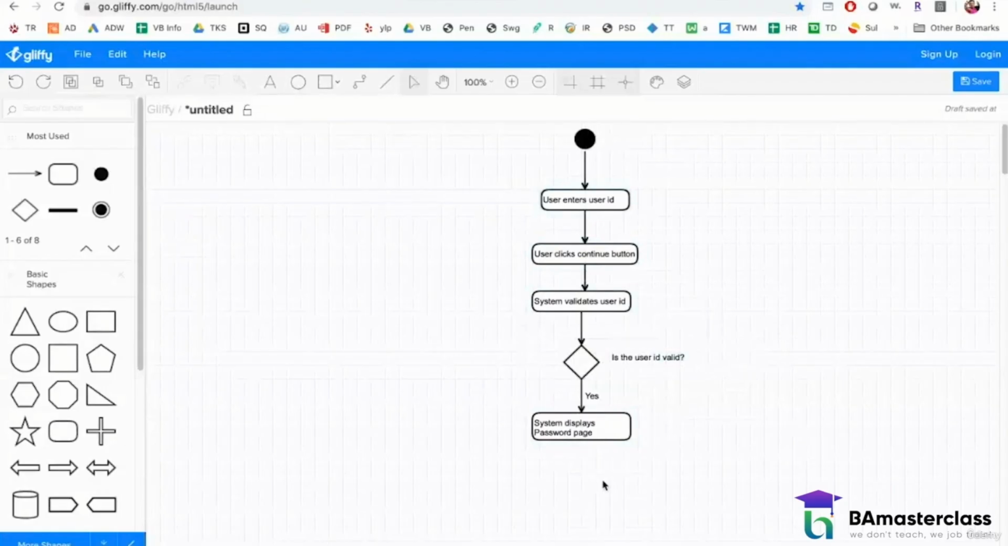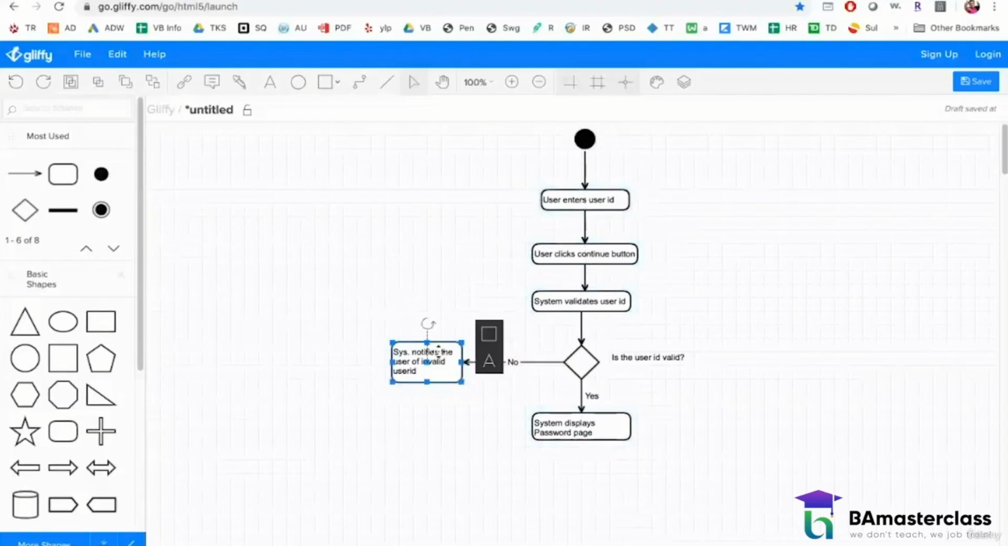What is my no scenario? What happens in the no scenario? So, system displays the error message. Okay, so I can say system notifies the user of invalid user ID. So this is my no scenario.